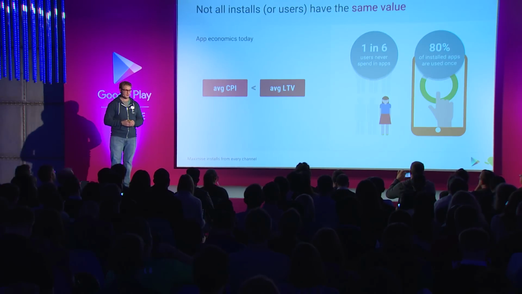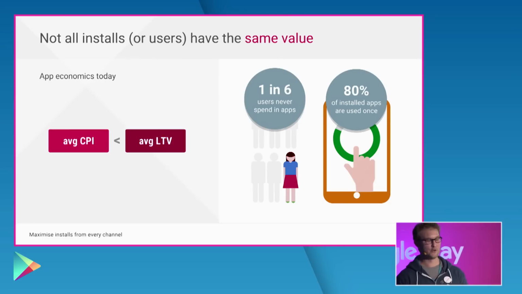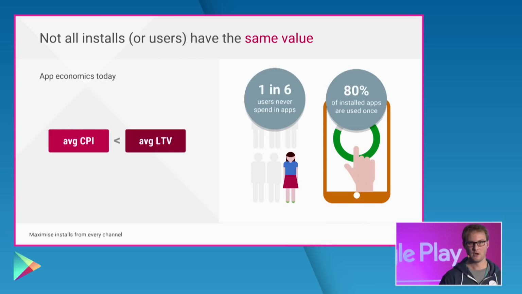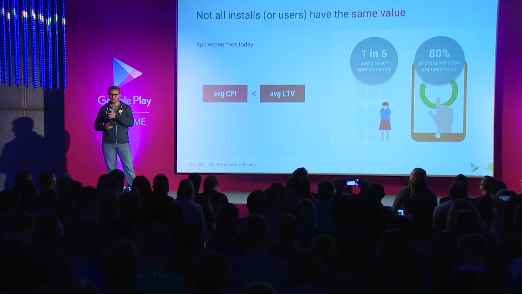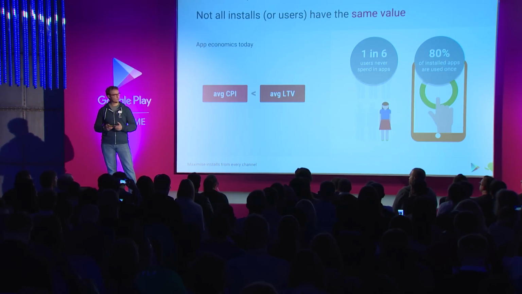Why do we measure? Of course, this is paid advertising, so you've got to make sure that your average LTV is greater than your average CPI. We know that 1 out of 6 users don't make a purchase within an app, and we know that 80% of users only use an app once after installing it. So app economics works when you know the lifetime value of your app, and then you work with the channel to acquire users at a lower value.